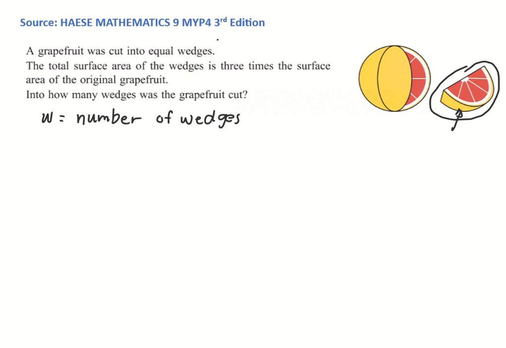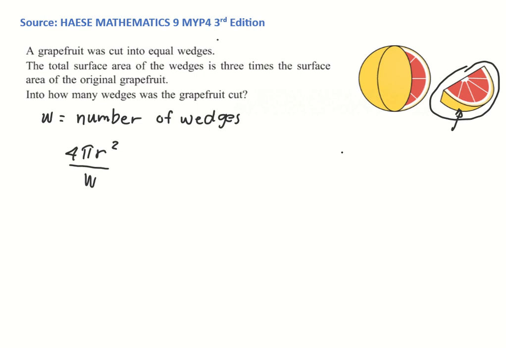Okay, what else? And to translate what I've said into a mathematical expression, we can say that the yellow part of one wedge is 4 pi r squared, the surface area of a sphere, divided by w. So that's one wedge. Okay, what else?